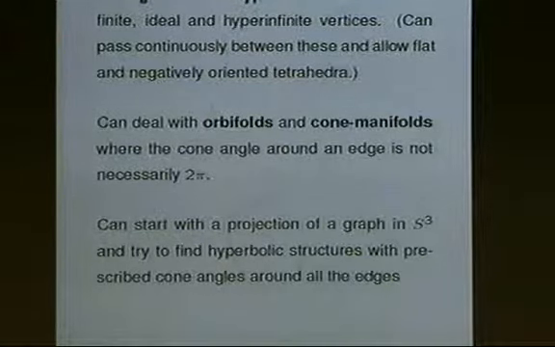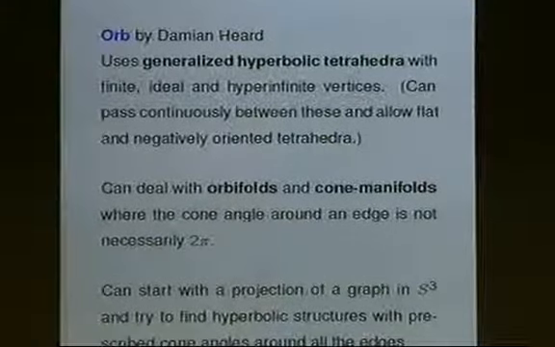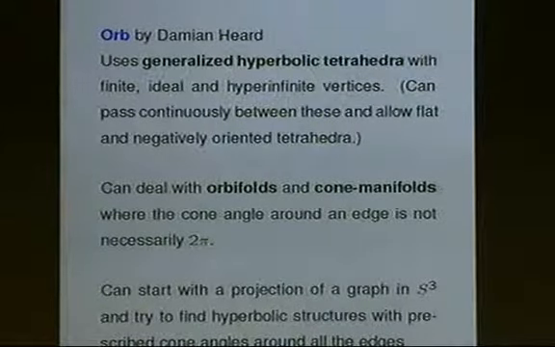It can work with orbifolds and also cone manifolds, where you have some cone angle around an edge, but not necessarily 2 pi or 2 pi over n. So you can study all these general kinds of objects. And actually the interface is a bit like SnapPy. So how can you start? You can start by drawing a projection of a graph. So you take a graph with trivalent vertices, you draw it using the mouse, and then you can try and find hyperbolic structures with prescribed angles or prescribed orders for an orbifold structure around the edges. Okay.